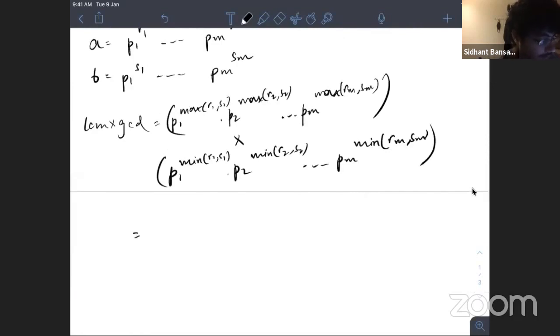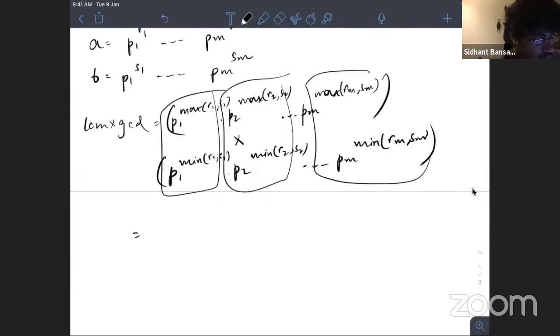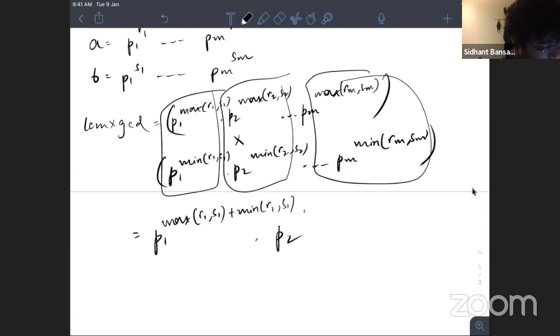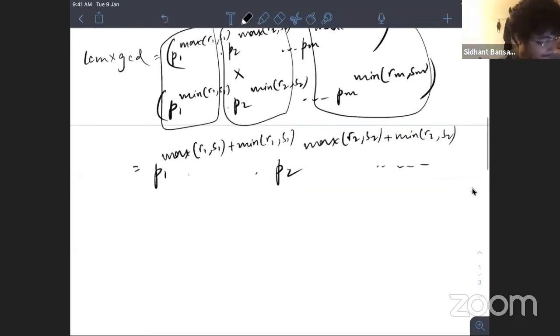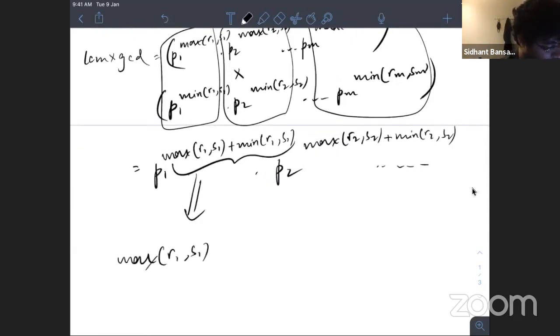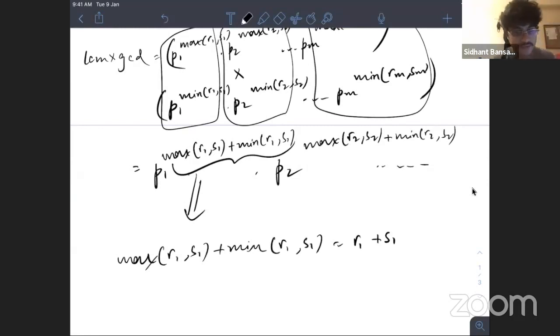So you notice you can club these two together, these two together, these two together. So it comes out to be P1 to the max of R1 S1 plus min of R1 S1, times P2 to the max of R2 S2 plus min of R2 S2. All the terms are pretty ugly, but you get the idea, right? And think about what's happening here. If you have this expression max R1 S1 plus min R1 S1, try out a few values, but it should be pretty obvious that it's going to be R1 plus S1. This is always going to be true, right?